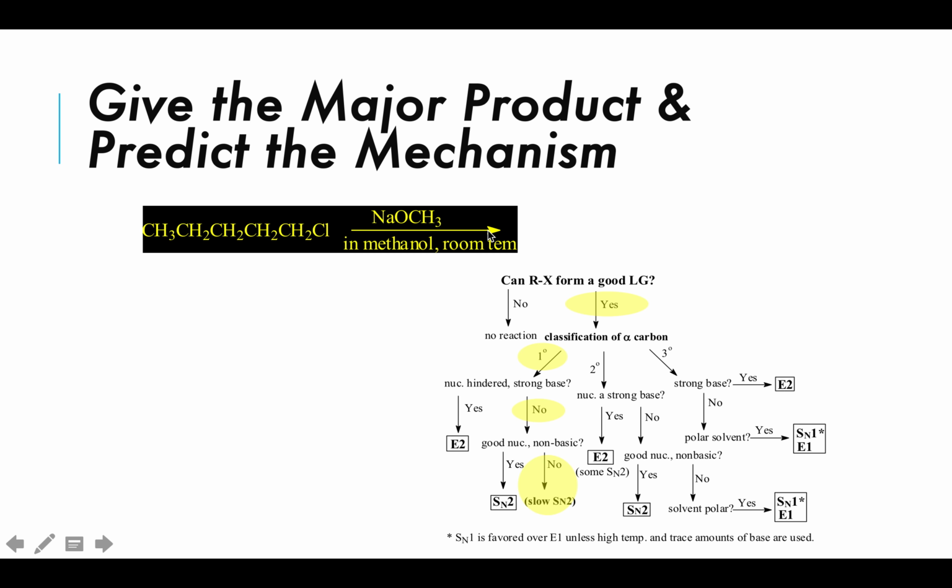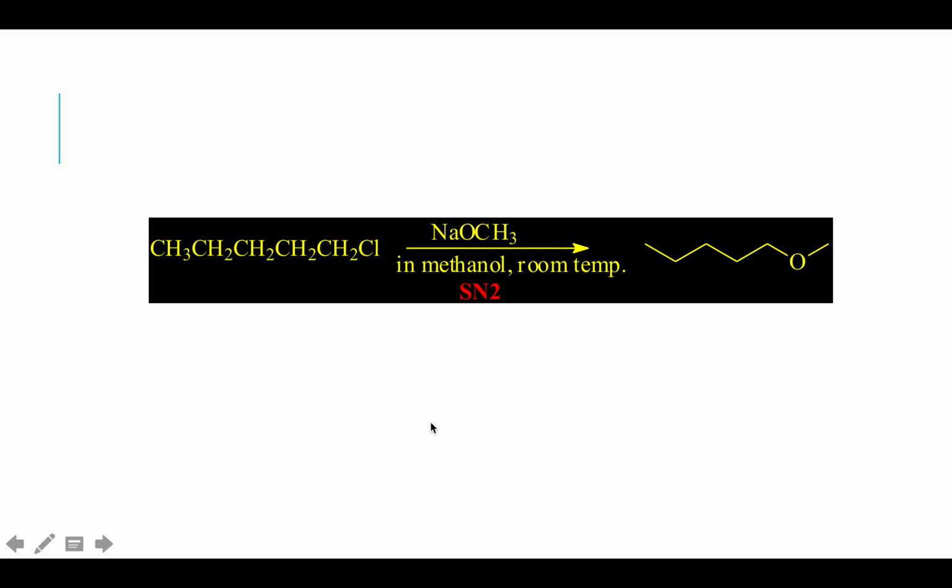Okay. Chlorine is a good leaving group. It's primary. Is sodium ethoxide a hindered strong base, or is it a bulky strong base? No, it's not. Okay. So is our substance non-basic? No, it's basic. So there will be some SN2 that forms.